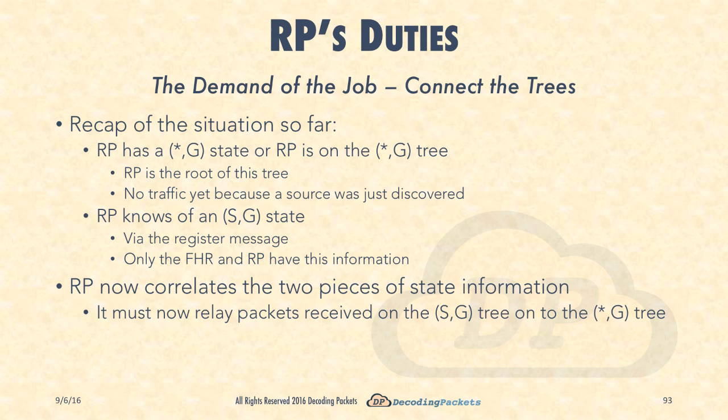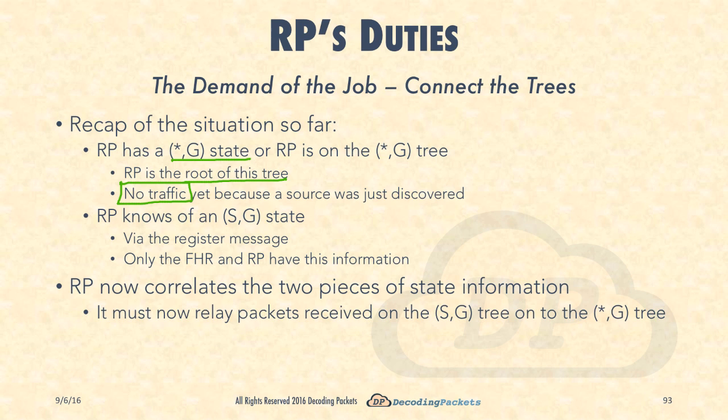Now let's come to the RP's duties. What does it do? So the recap of the situation so far: RP has a star comma G state, right? So it is at the top of that rendezvous point tree. Because it is the root of that tree, it has a star comma G state, and there is no traffic yet on this tree because you just recently, in the last slide, discovered a source. So there's no traffic yet.